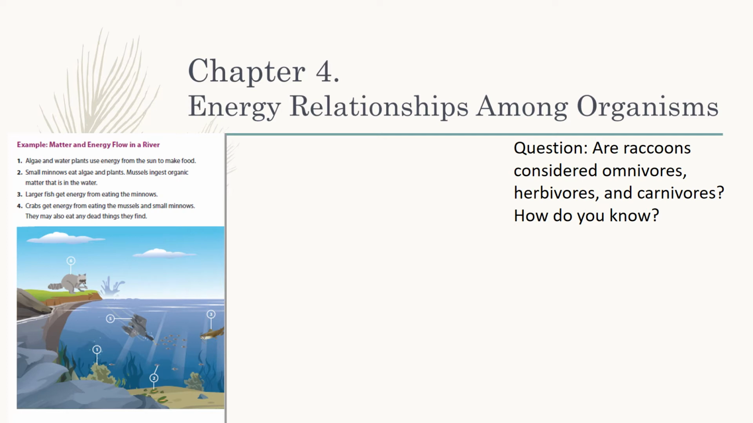Algae and water plants use energy from the sun to make food. Small minnows eat algae and plants. Mussels ingest organic matter that is in the water. Larger fish get energy from eating the minnows. Crabs get energy from eating the mussels and small minnows. They may also eat dead things they find.